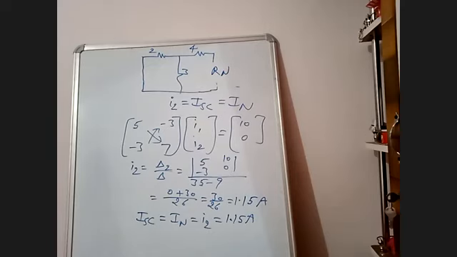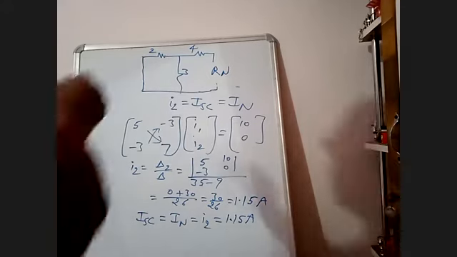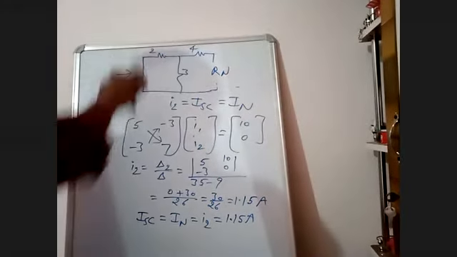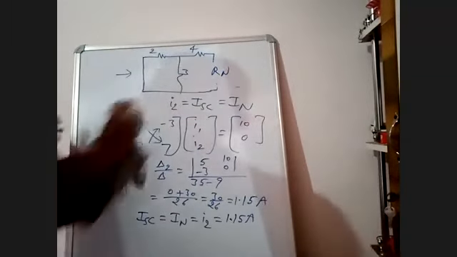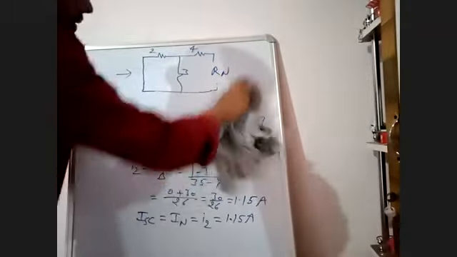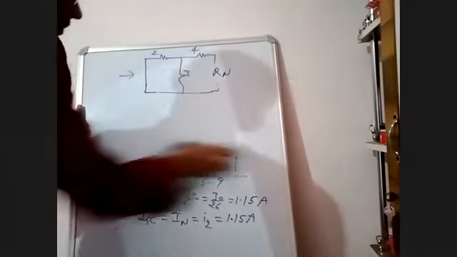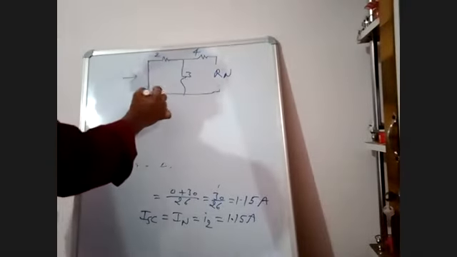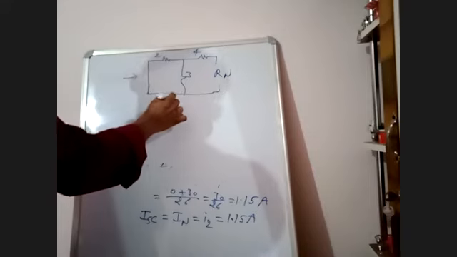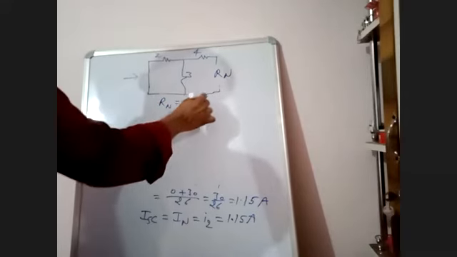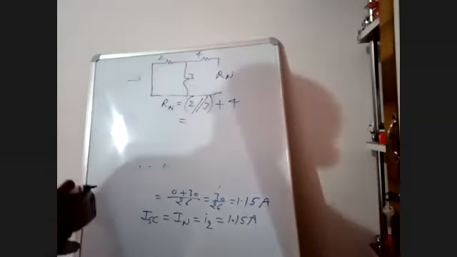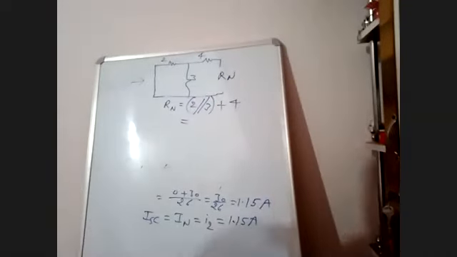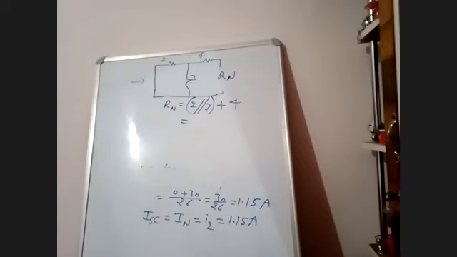Now see, 2 and 3 are in parallel. If Rn is this side, calculate from the opposite side. Rn is 5.2.